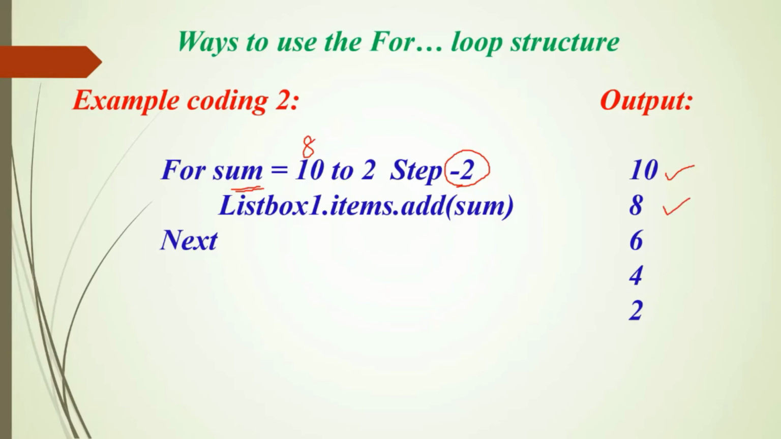Again 8 minus 2, 6. 6 minus 2, 4. 4 minus 2, 2. 2 minus 2, 0. So the condition is unsatisfied. So the control transfers outside the loop structure.